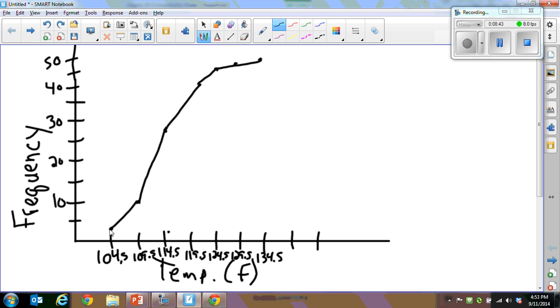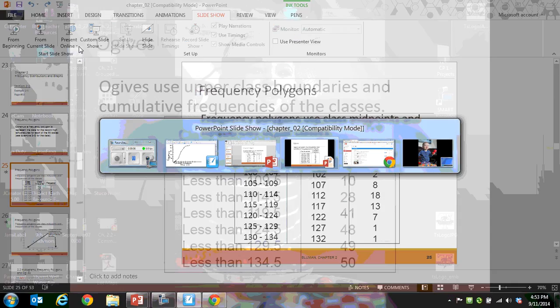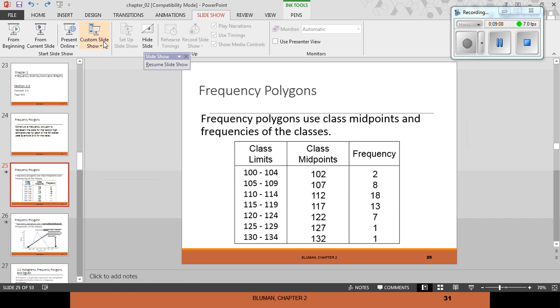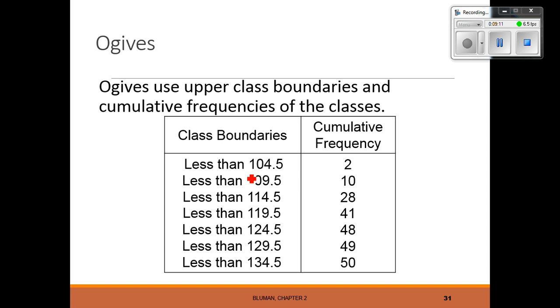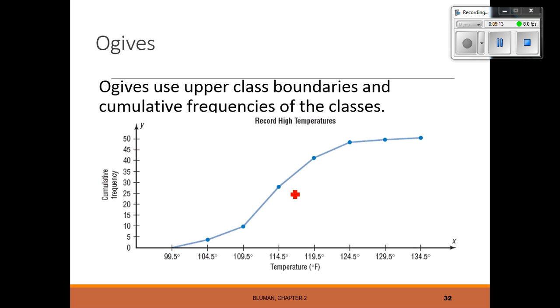The other thing is, what was before this? Our lower class limit was 99.5. How many were before that? 0. And that's why you should anchor it to your lowest limit. You do not go any further than this, so you do not anchor it down over here. Here it is, looking much better. And that's the way that it looks.